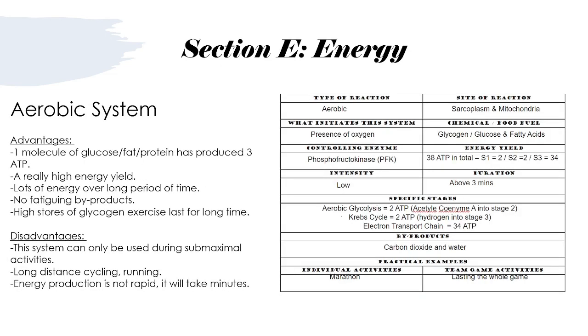Aerobic system, so this is obviously an aerobic reaction. It occurs in the sarcoplasm for the aerobic glycolysis stage, but then it occurs in the mitochondria for the Krebs cycle and the electron transport system. Initiated by oxygen, and basically what happens is the aerobic glycolysis stage breaks down glucose, creating 2 ATP.